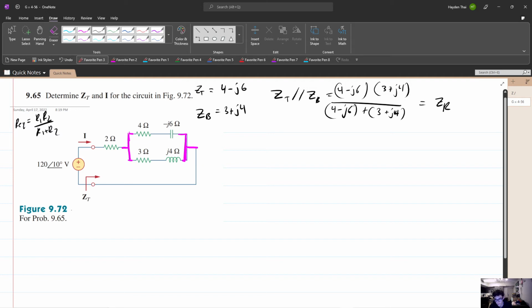I'll call that ZR. Okay, so now that we have basically simplified everything on the right hand side, let's go ahead and calculate that impedance value. So this is going to be 2 ohms. I guess here I'll just disconnect this, right? And then we'll call this ZT right here. I probably should not call this ZT. I'll call this ZX.